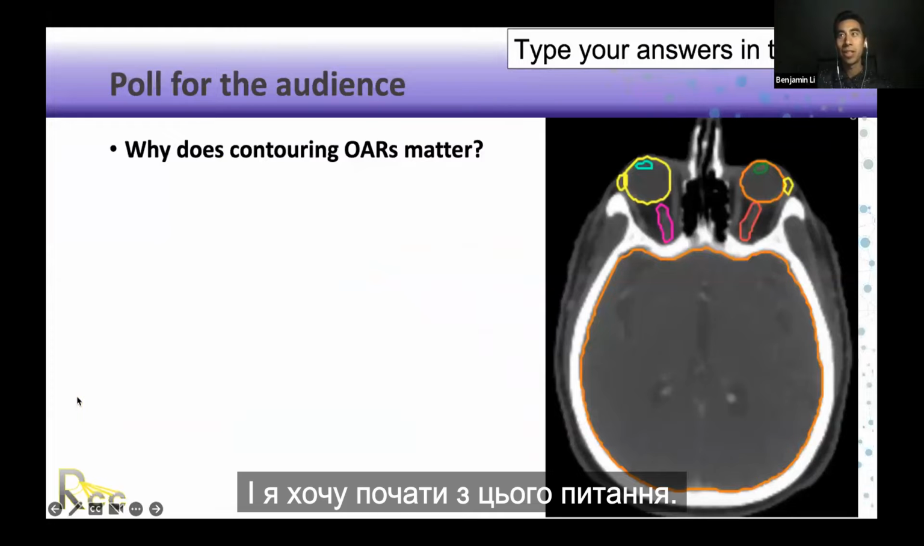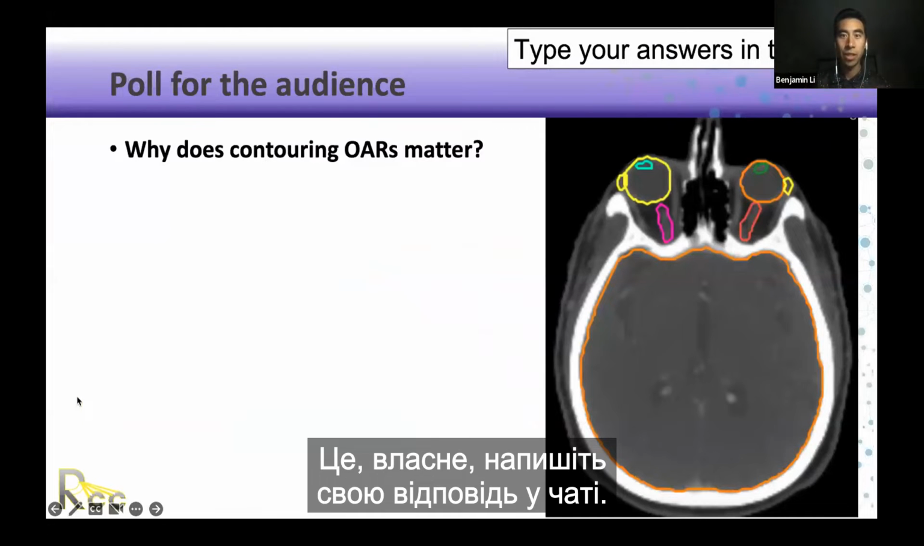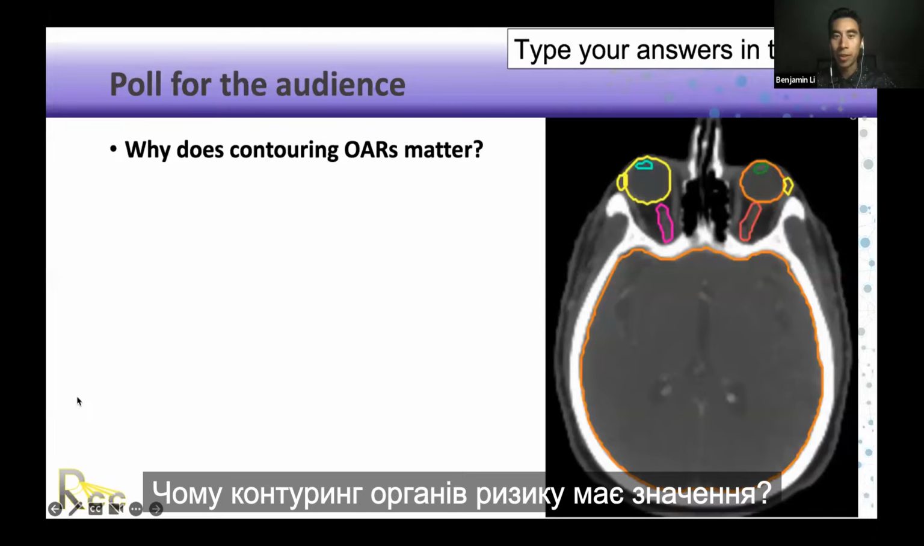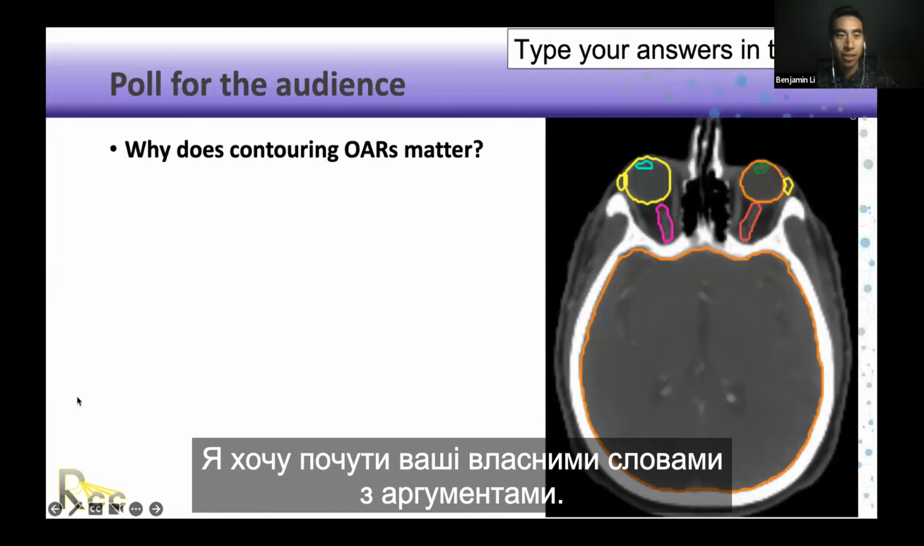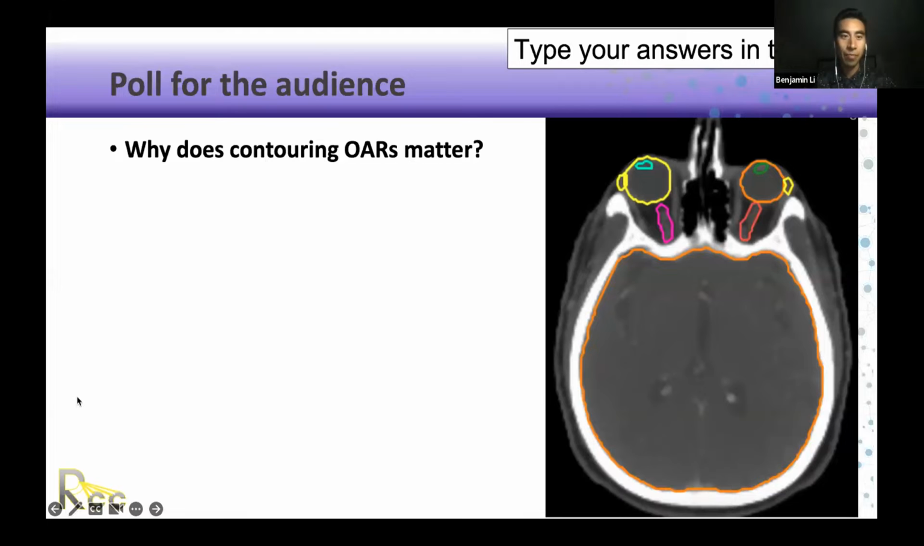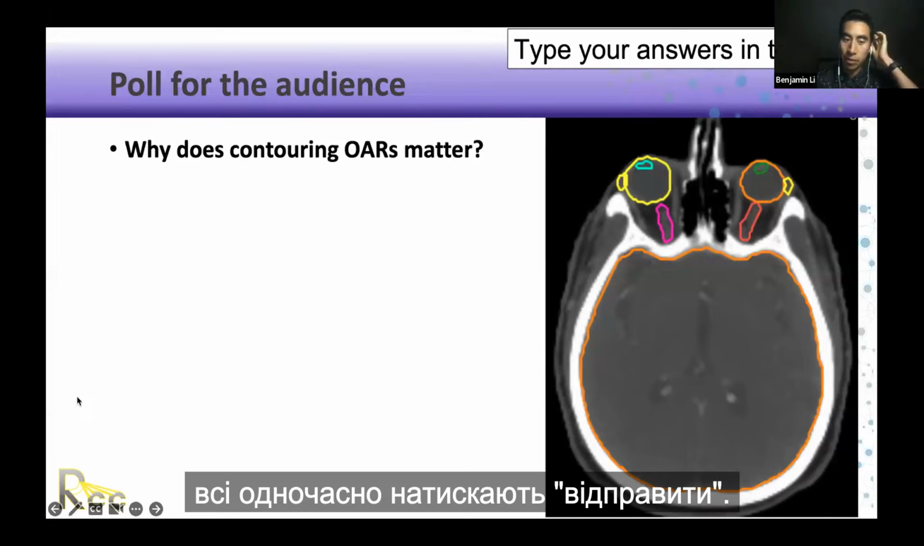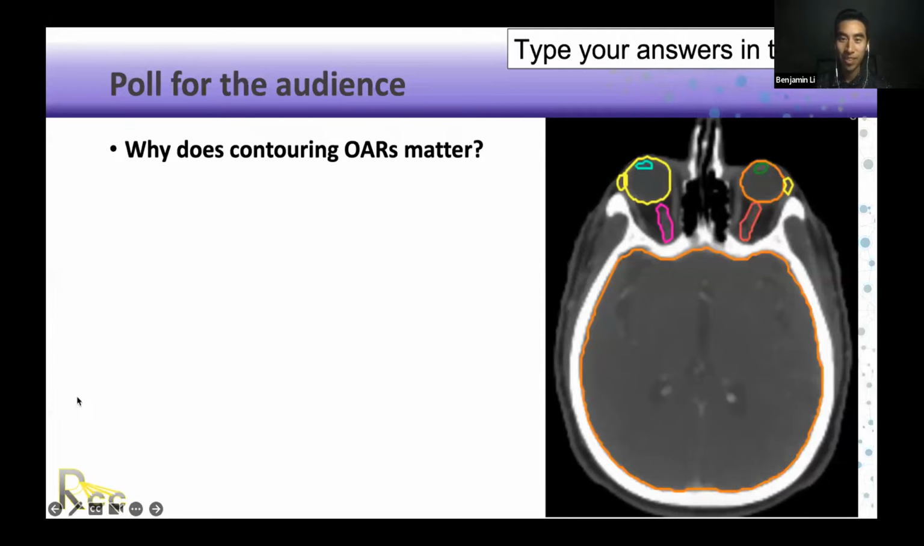And I want to start off with this question. Type your answer in the chat. So I'd like to see some responses just off the top of your head. Why does contouring OARs matter? I want to hear from your own words in your different regions. So type the answer in the chat, and then it could be fun. On the count of 3, everyone push send at the same time.